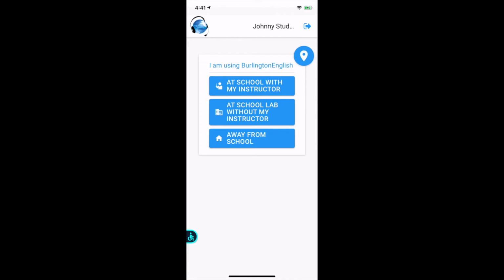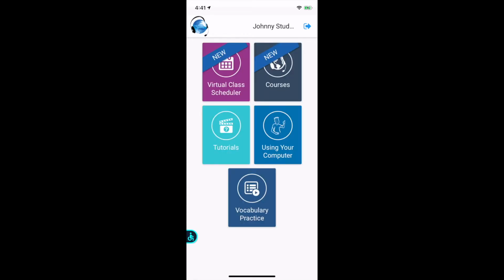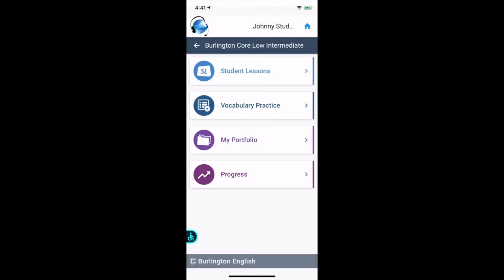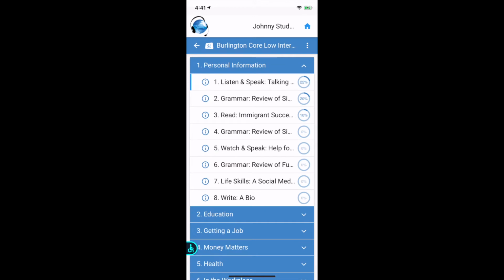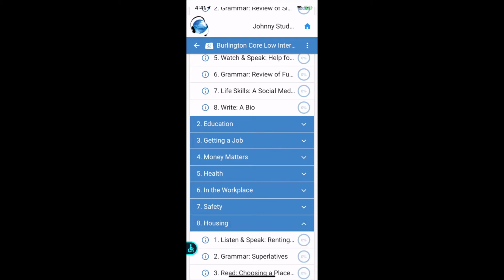Now remember, since we're practicing here away from school, we're going to click on Away from School. So remember, we're not practicing in school, we're practicing away from school. Now up here on the right hand side, you see where it says Courses. We're going to click on Courses there. Now in this particular level, we are practicing with low intermediate. So we're going to click on the low intermediate. And from there, we're clicking on Student Lessons. Now in this first week lesson, we're actually going to start with Lesson 8. So that is housing. That's what you see down here, housing.